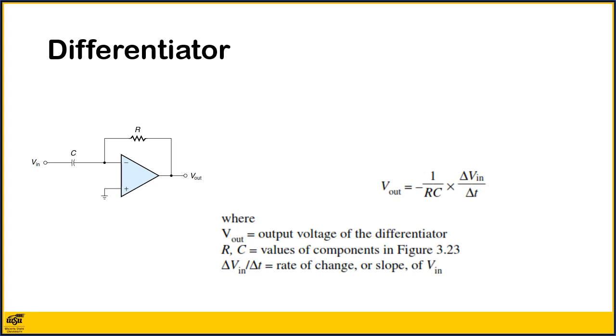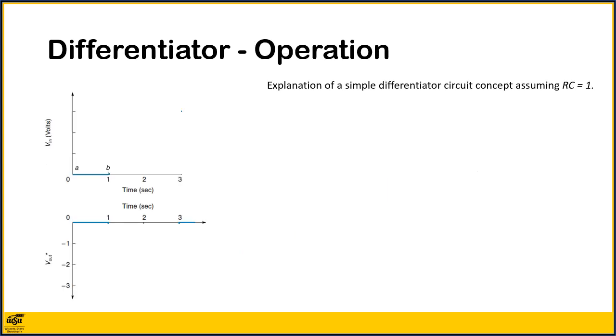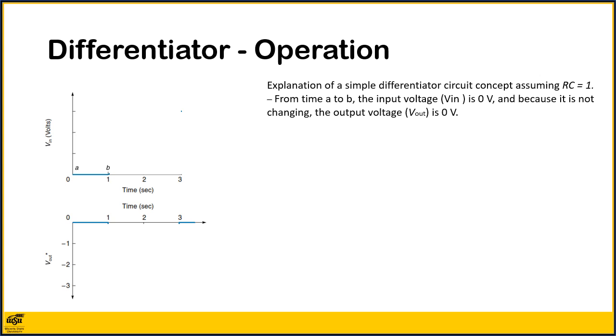The differentiator. The differentiator gives an output voltage that is proportional to the rate of change or the slope of the input voltage. Notice the voltage is inverted. The differentiator concept is as illustrated by looking at a changing input voltage signal. Once again, we define RC to be 1 to keep the math easy. From time A to B, the input voltage Vin is 0 volts. And because it's not changing, the output voltage Vout is 0 volts. Again, the differentiator shows a signal proportional to the change of the input.